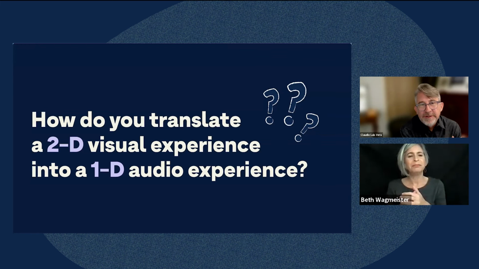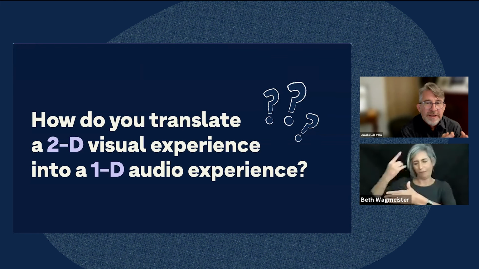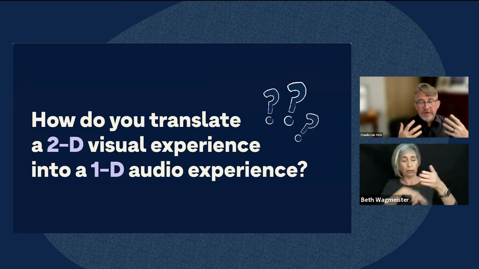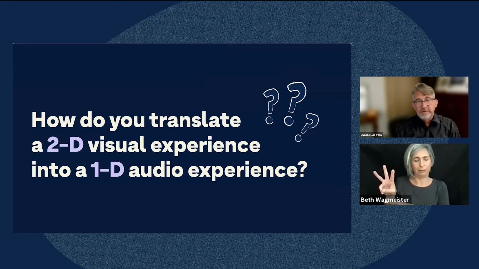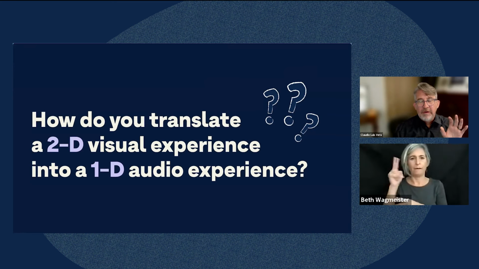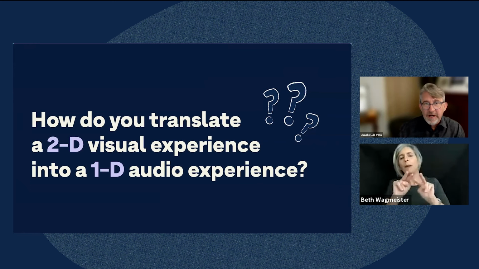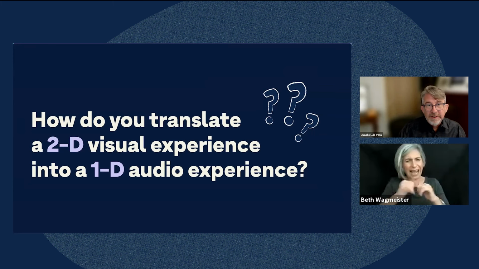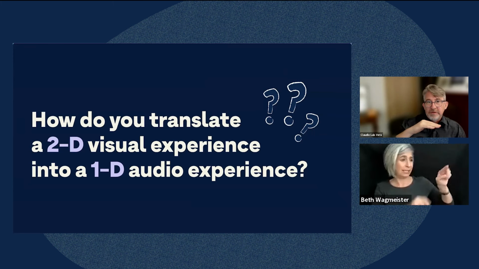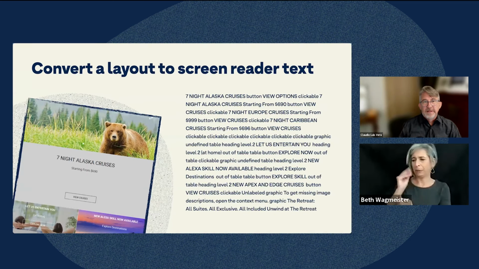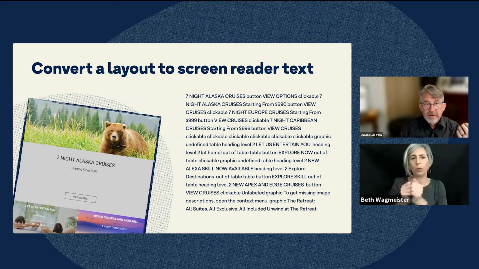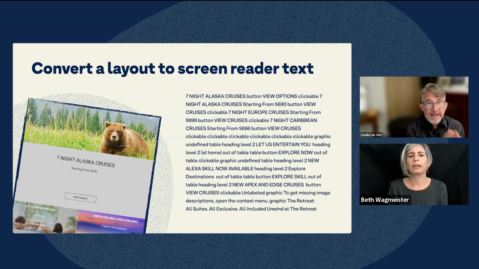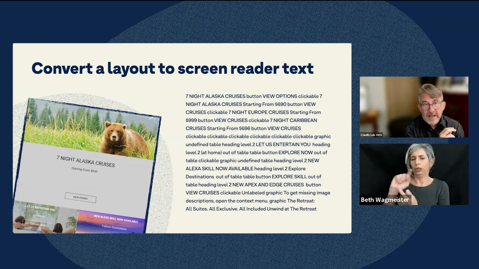Allow me to give us a little bit of context for today. The real question is, when you have a website and someone who is blind is coming to it with a screen reader, how are they interpreting your content? A lot of this is taking a 2D visual experience and converting it into a one-dimensional experience. So let's start with the first layer. We're basically taking a layout and converting it to screen text.